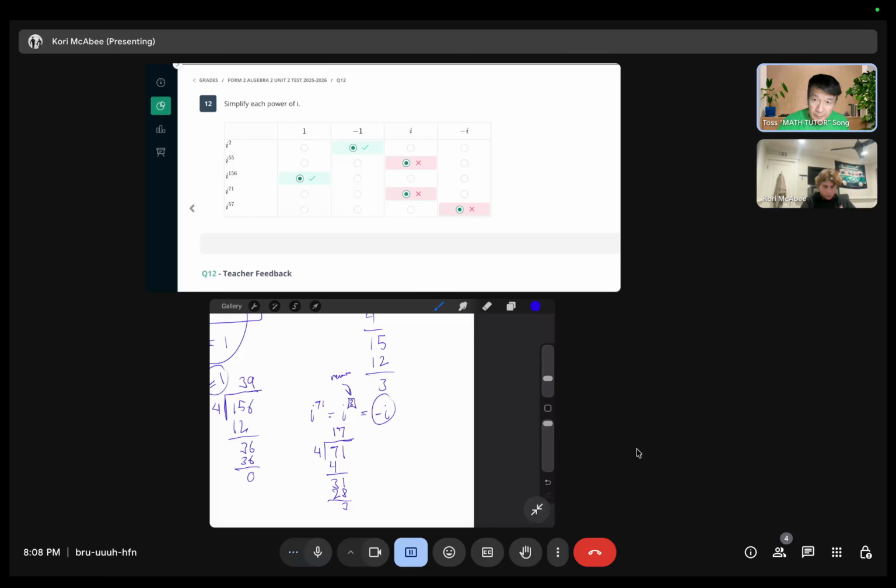Okay, the last one for the i here, i to the 57 equals i to the remainder power. But if it's continuable, then you have to do it. So here we go again, 57 divided by 4. 4 can go into 17 four times, it'll be 16, remainder of 1. So i to the first power is the answer.